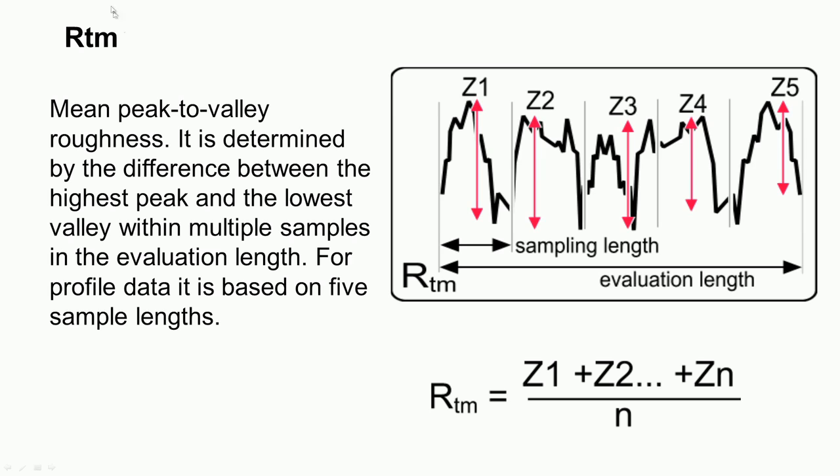So next one is RTM, mean RT, mean peak to valley roughness. Now we can see here we have this evaluation length which is divided into 5 sampling lengths, and this is the first sampling length in which we have peak to valley distance, it is nothing but Z1. Similarly, in the second sampling length we have Z2, this is the peak to valley gap. Similarly, Z3, Z4, Z5. So when we calculate the average of these 5 values, we get RT, mean peak to valley roughness.